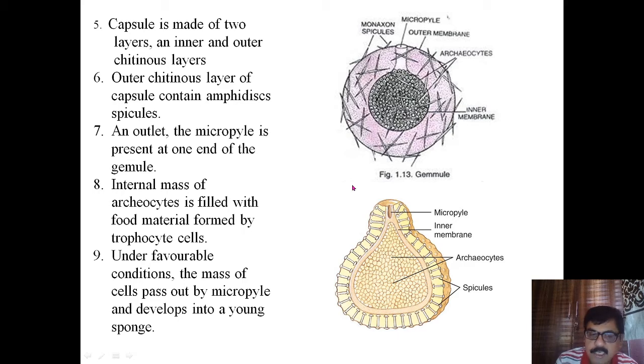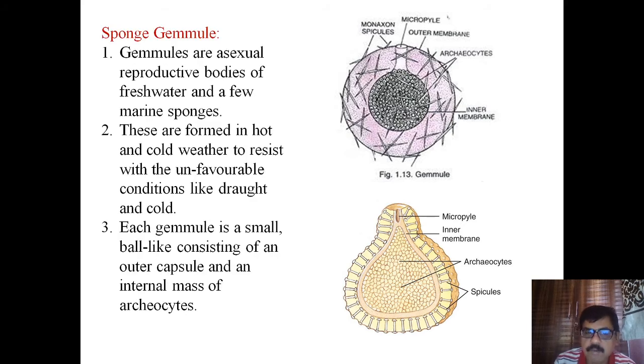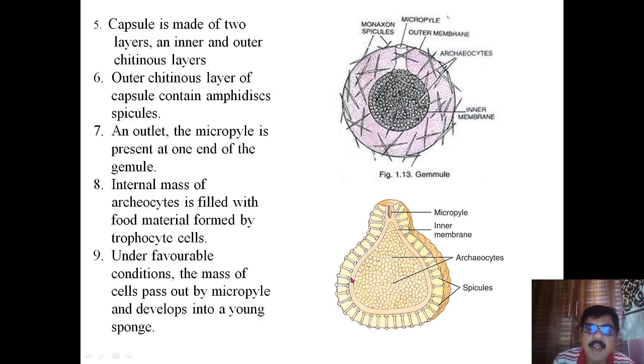So this is the gemmule. It is a structure formed during unfavorable conditions, either hot or cold. It has one opening called the micropyle. Inside it has the cells called archaeocytes. The outer structure is made up of the capsule, inner and outer, with amphidisc spicules, and they will germinate during favorable conditions. These archaeocytes break through the micropyle, come outside the gemmule, and reproduce into a new organism.